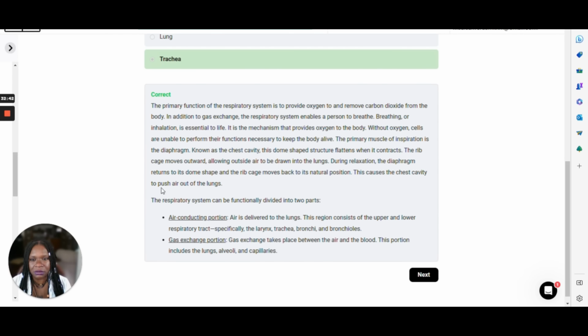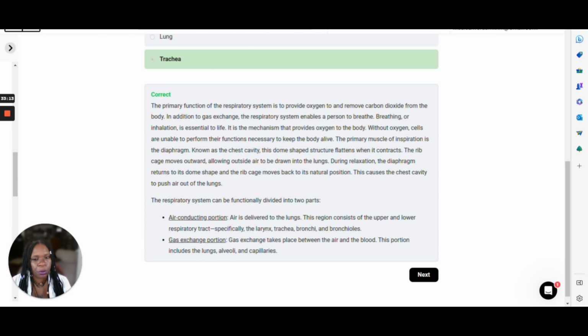So right here, the trachea, it's going to be the primary function of the respiratory system to provide oxygen to and to remove carbon dioxide from the body. At the air conduction portion, air is delivered to the lungs. This region consists of the upper and lower respiratory tract, which includes specifically the larynx, the trachea, the bronchi or bronchioles. It depends on how you pronounce it. It depends on where you're from, honestly.